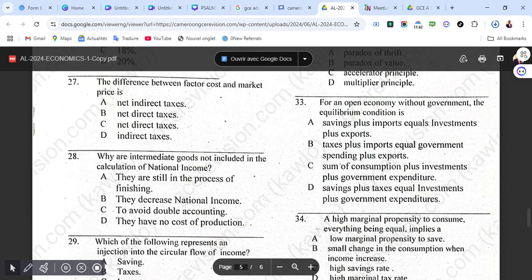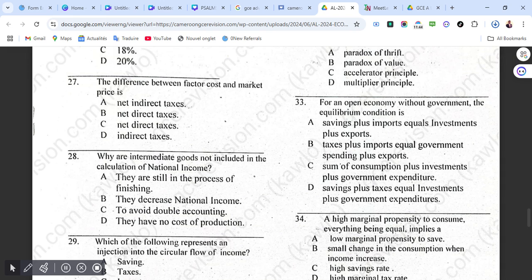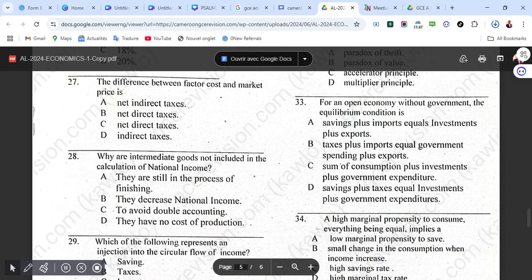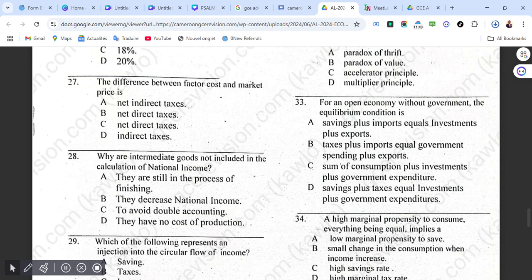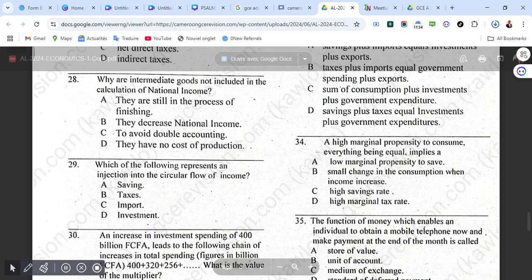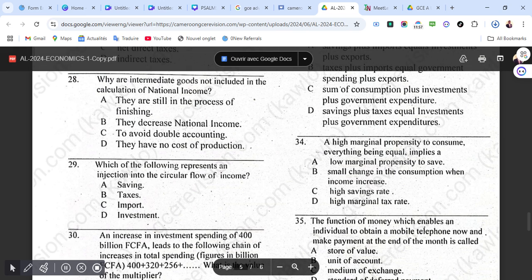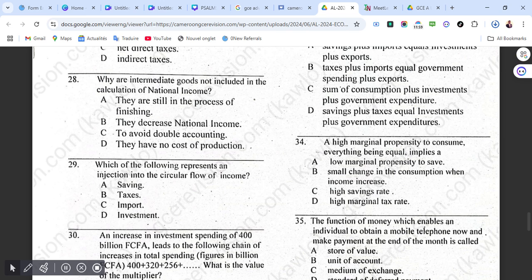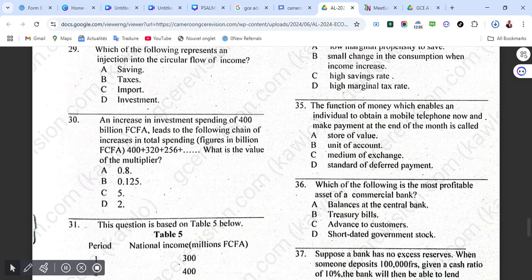Why are intermediate goods not included in the calculation of national income? C, to avoid double accounting. Which of the following represents an injection into the circular flow of income? The correct answer for 29 is D, investment.